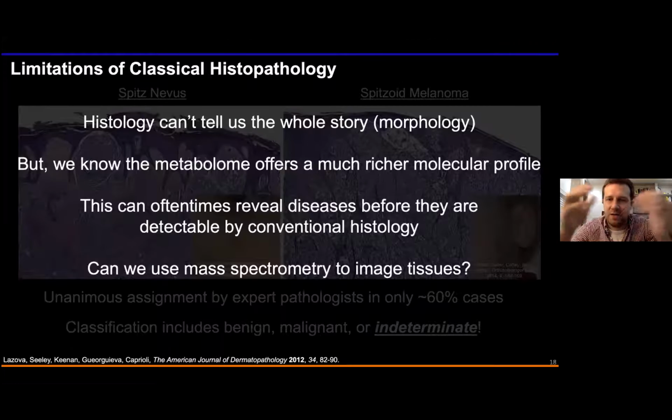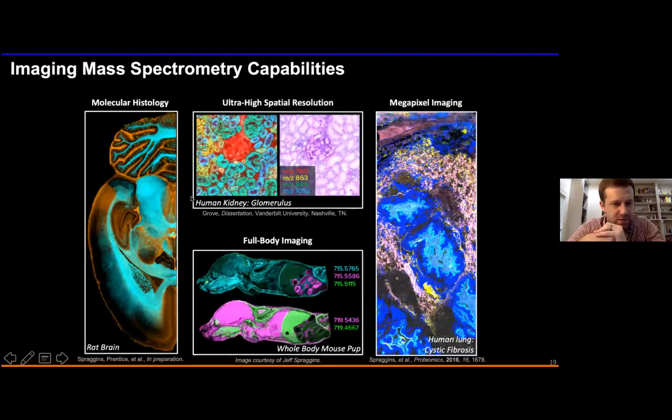So histology obviously can't tell us the whole story, right? We're only looking at morphology. There's 40% of unagreed upon cases. There's a large number of indeterminate cases. And we know the metabolome offers a much richer molecular profile. We can look at the molecular phenotype, if you will. This often will reveal diseases before they're even detectable by conventional histology, looking at cell shapes in the tissue. So the question is, can we use mass spectrometry to image tissues to get not only image information, but also molecularly specific information? And obviously the answer is yes, otherwise I wouldn't be speaking here today.